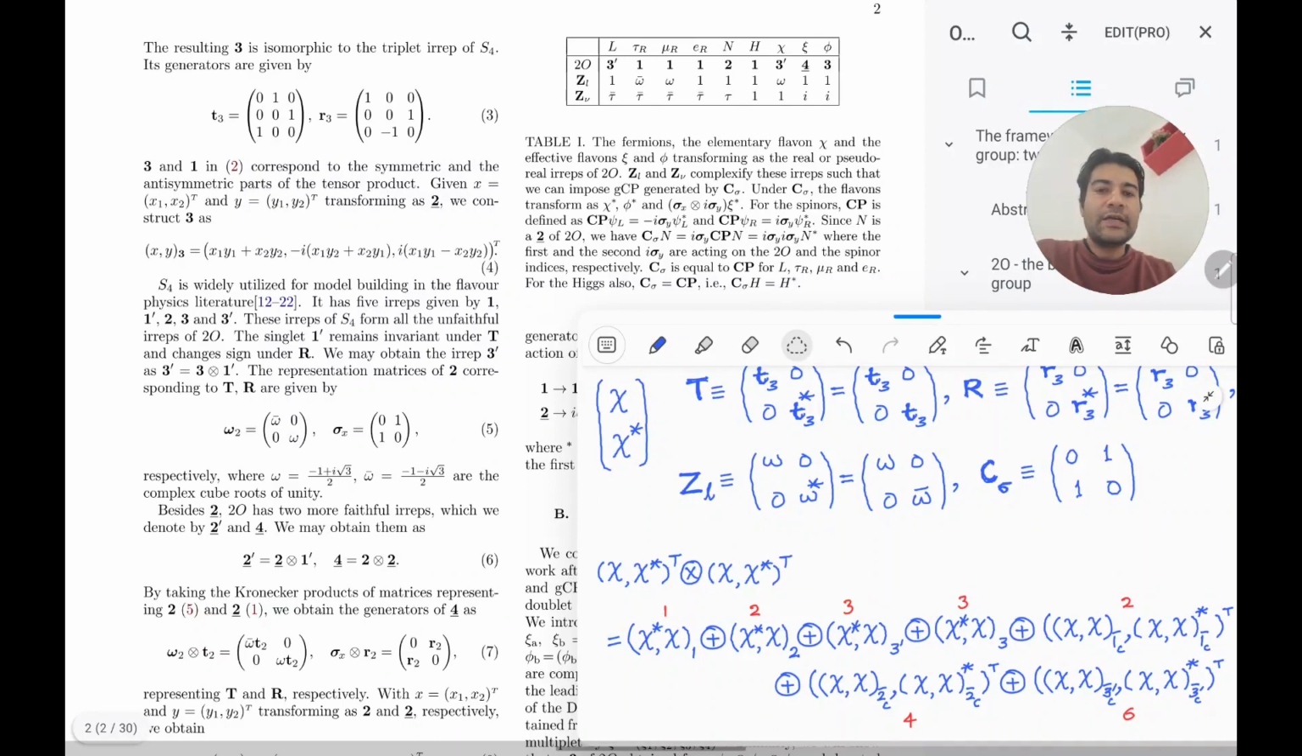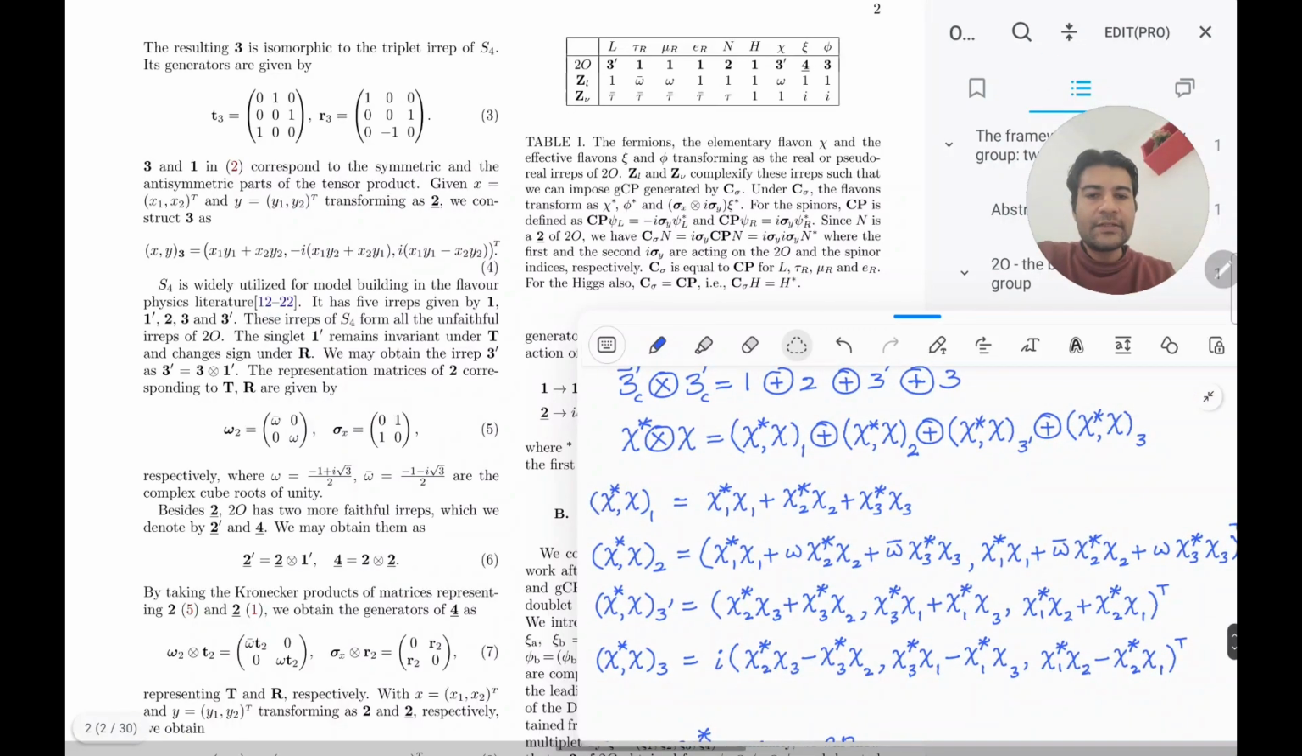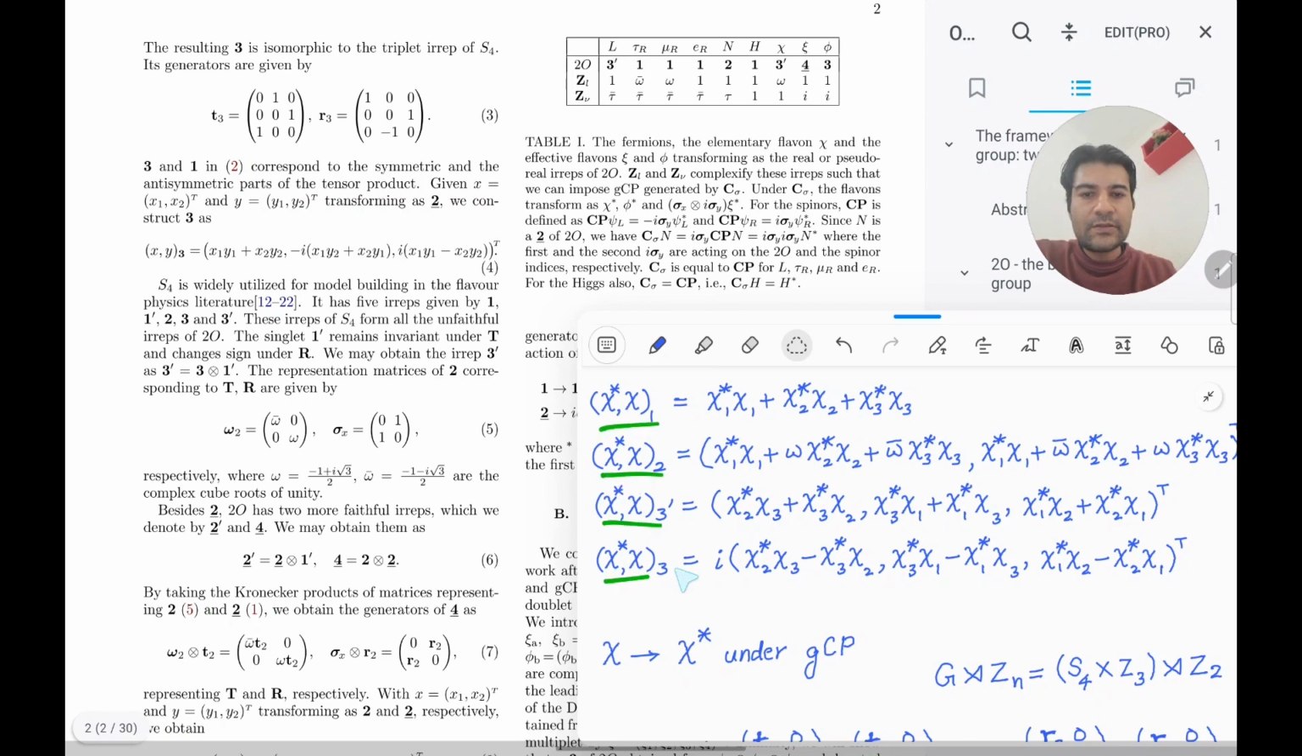Now let me consider the tensor product of the multiplet with itself. Now chi is no longer an irrep. Chi and chi star form a single 6-dimensional real irrep. So the tensor product is (chi, chi star) cross (chi, chi star). And we get various objects here. And in this expansion, I have omitted the anti-symmetric part. So this only corresponds to the symmetric part. These objects, chi star chi 1, chi star chi 2, chi star chi 3 prime, and chi star chi 3, they are nothing but the objects I obtained here. That is these 4 objects.